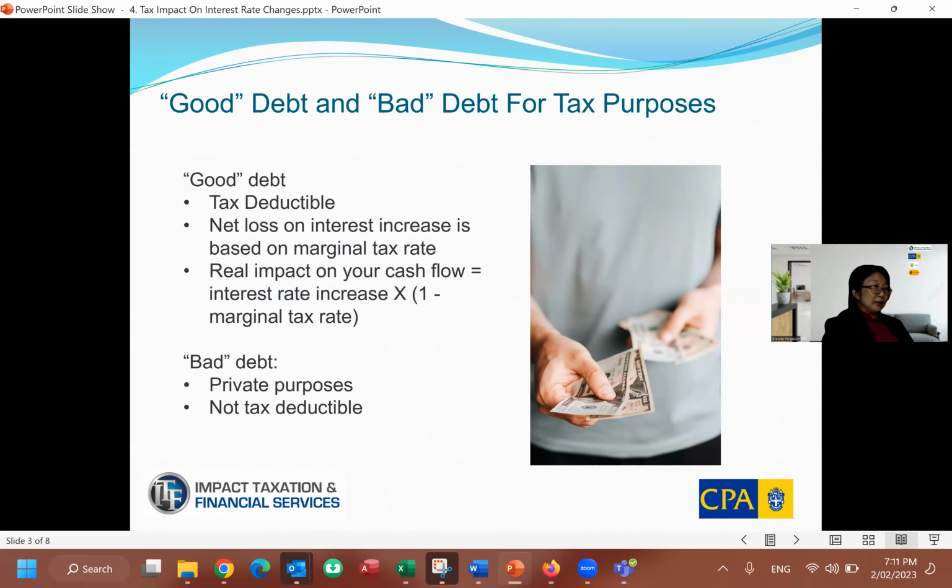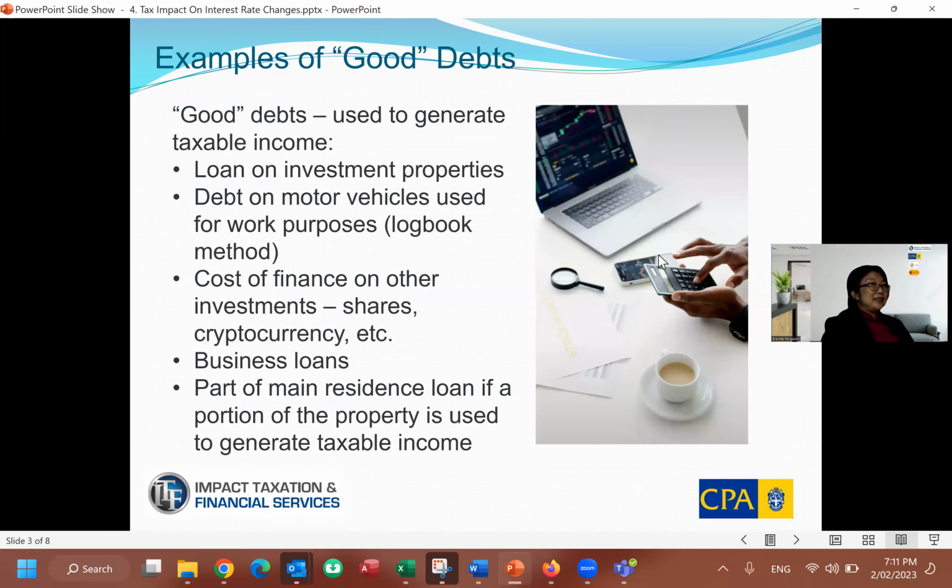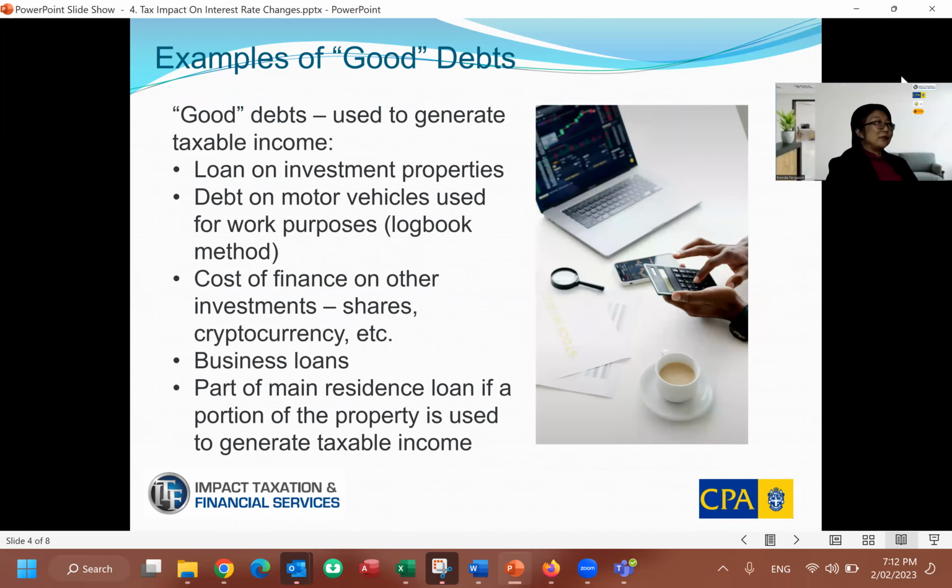Bad debt for tax purposes is when the debt is used for private purposes and is not tax deductible. Before we look at the impact, we need to understand whether the debt you have is a good debt or a bad debt for tax purposes. Then let's have a look at a few examples.